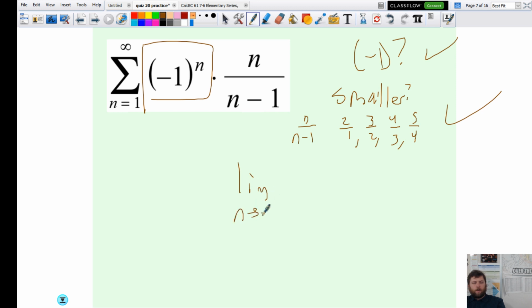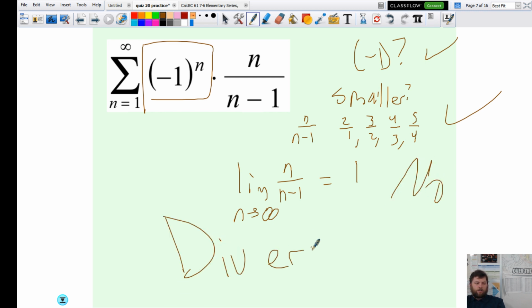And then what about the limit as n goes to infinity? Infinity over infinity, I fixed that, n minus 1. Well, by L'Hopital's rule, that's 0, infinity, or infinity. That's going to be 1. So that's a big nope. So this diverges. We're done.